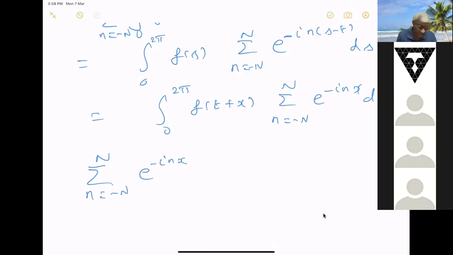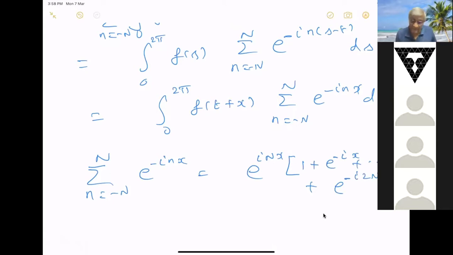This is just a geometric series. This is equal to e power I n x into 1 plus up to e power. So if you want, if you don't see anything on the screen, please tell me, okay? Plus e power minus ix, plus up to e power, it should be 2n. So it should be minus I 2n x, right?